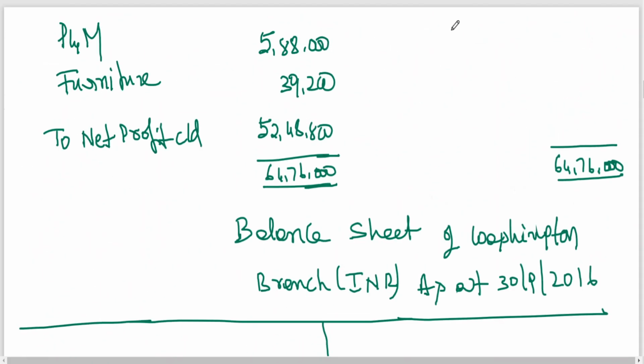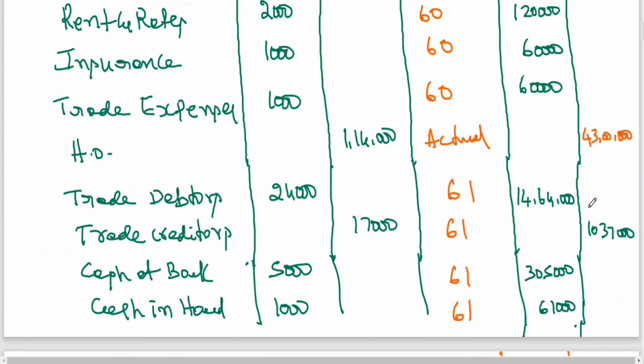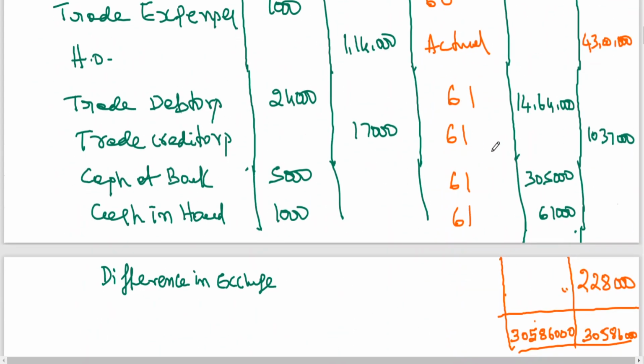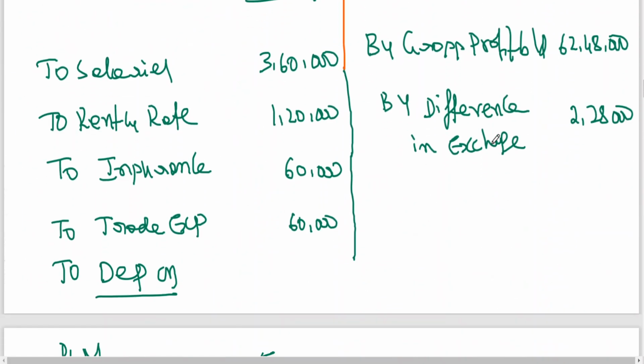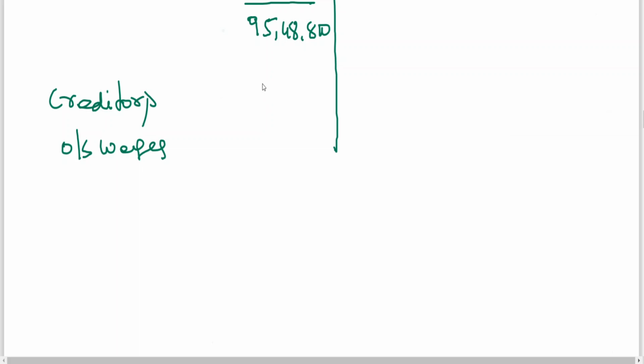Already we got that in the trial balance here. Creditors 10 lakhs 37,000, outstanding wages 61,000. Okay, come back to asset side.